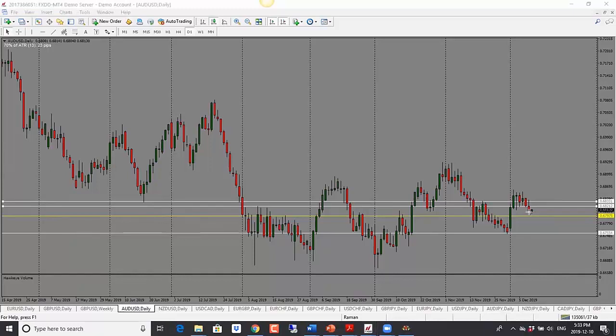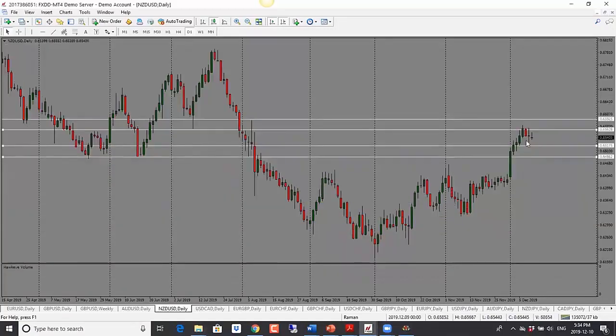The first target here is 0.6800, and if it goes through that, then we're looking at 0.6750. But bias here is bearish for Aussie dollar.